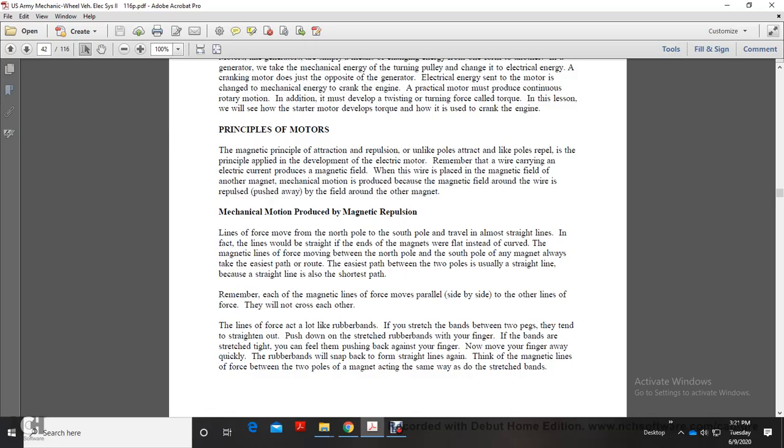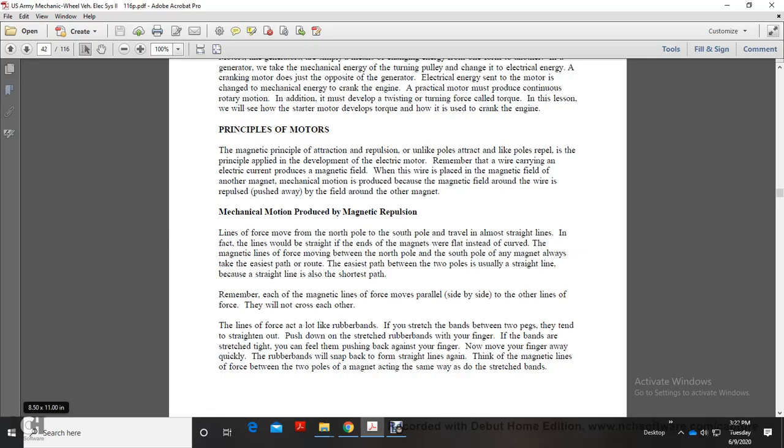In fact, the lines would be straight if the ends of the magnets were flat instead of curved. The magnetic lines of force moving between the north and south poles of the magnet always take the easiest path of the route. The easiest path between the two poles is usually a straight line, because it is also the shortest path. Remember, the magnetic lines of force move parallel, side to side, and other lines of force will not cross each other.